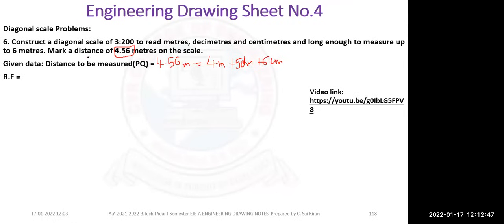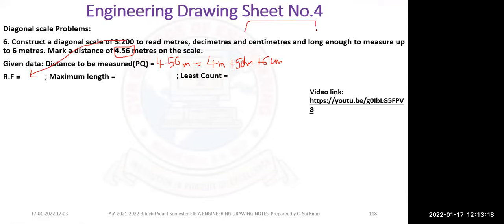Next, we have to find the RF value. What is the RF value? The RF value the problem gave is 3:200. Numerator is 3, denominator is 200. And what is the maximum length? The maximum length of the scale.